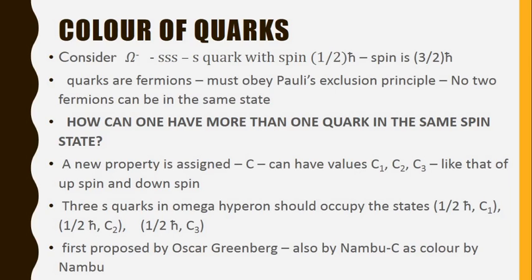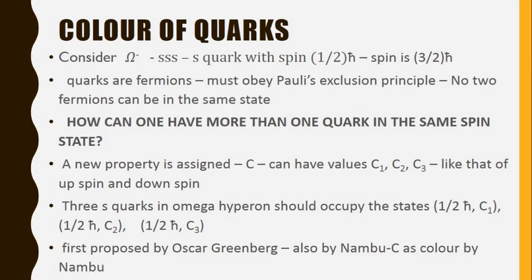We know that omega minus is composed of 3 s quarks, isn't it? 3 s quarks means each s quark has spin half h cut. So altogether the spin is half h cut plus half h cut plus half h cut, that is 3 by 2 h cut. So 3 by 2 h cut is the spin of the omega minus particle.